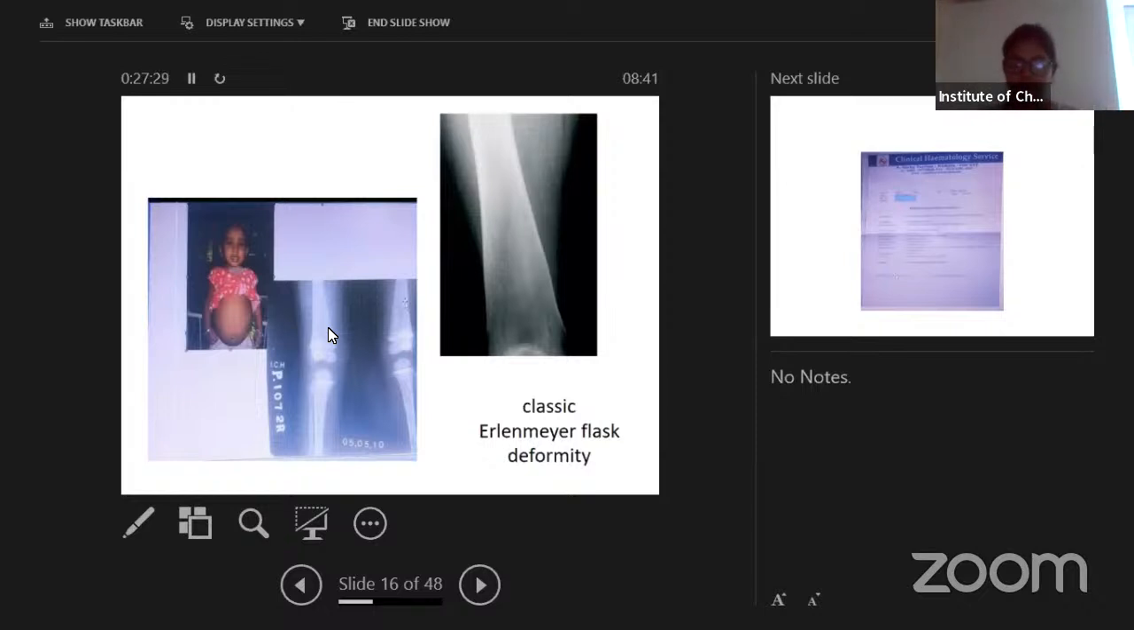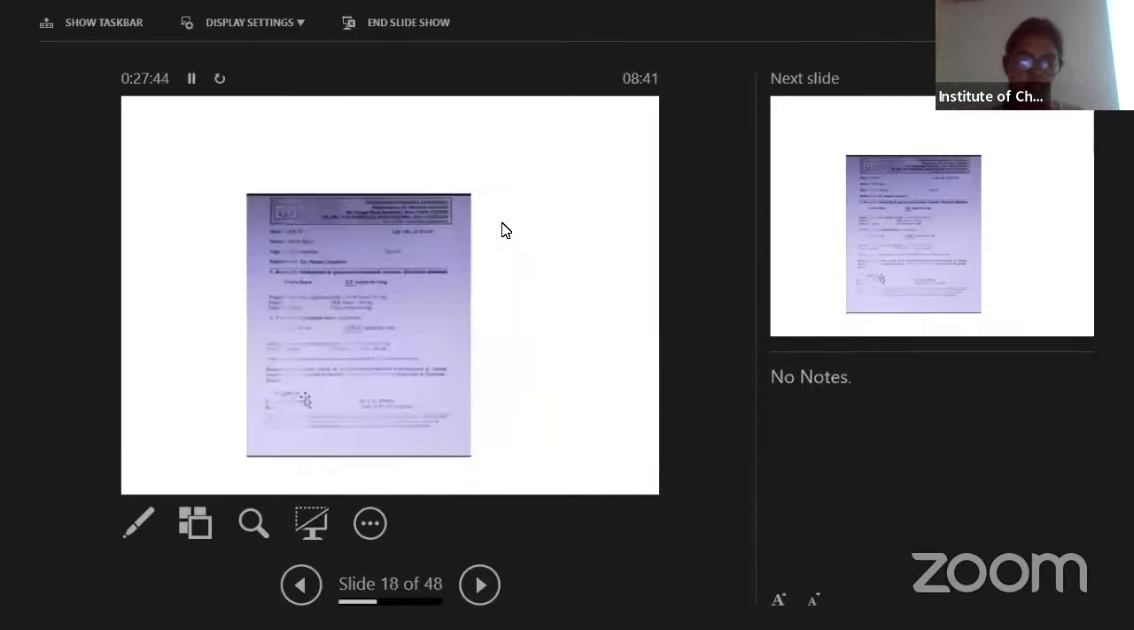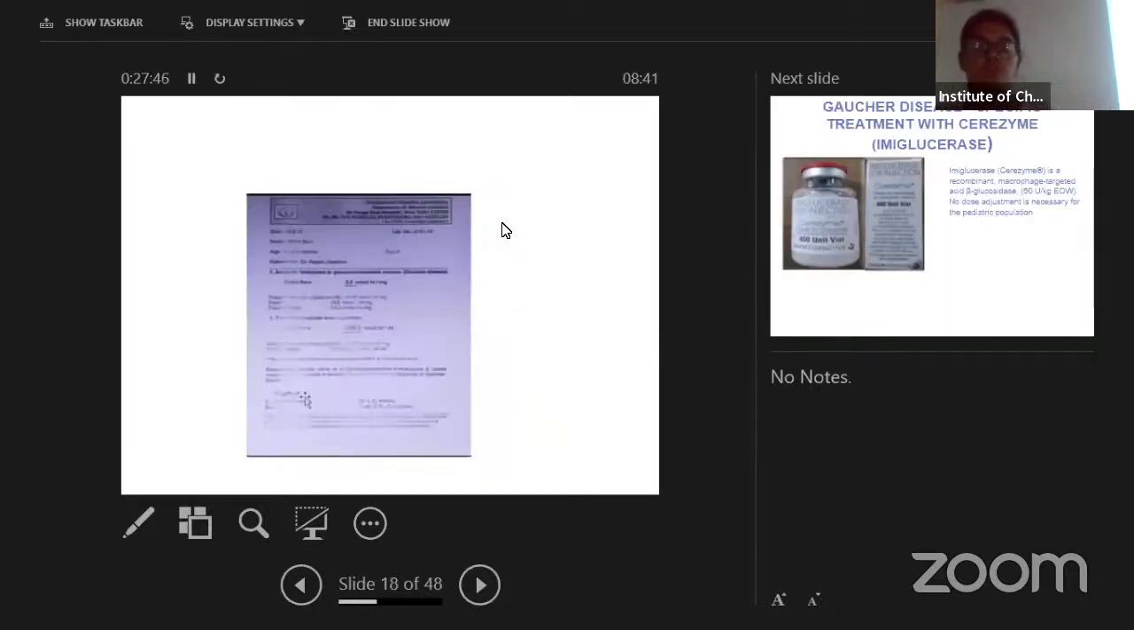So a skeleton survey was done, which showed cortical thinning, osteopenia, and the classical Erlenmeyer flask deformity. And this patient's bone marrow biopsy was done, which was suggestive of Gaucher disease. And for confirmation of Gaucher disease, we did an enzyme assay activity, which was suggestive of Gaucher disease.